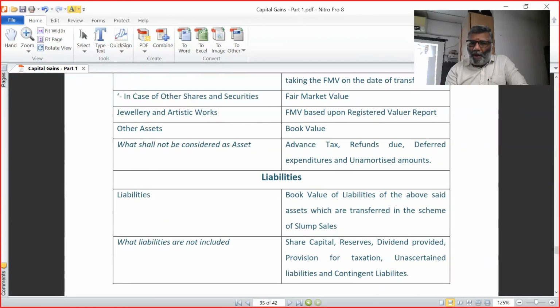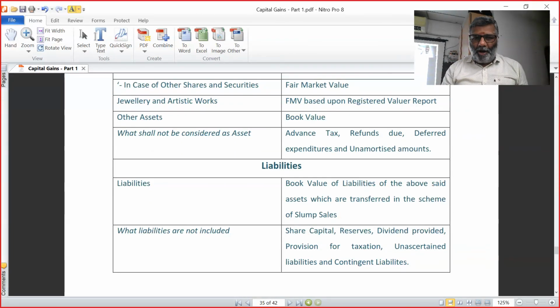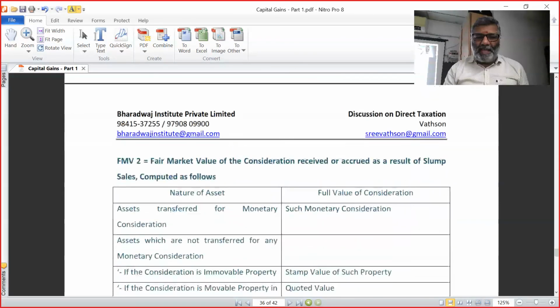The following are not assets: advance tax, refund due, deferred expenditure, and unamortized expenditure. Liabilities: book value of the liabilities of the above-said assets will be reduced. However, liabilities will not include share capital, reserves, dividend, provision for taxation, and unascertained provision for bad debts, etc. Okay, this is FMV1, what I give, the fair market value, or what I receive.